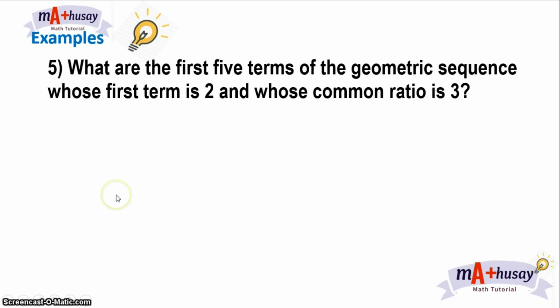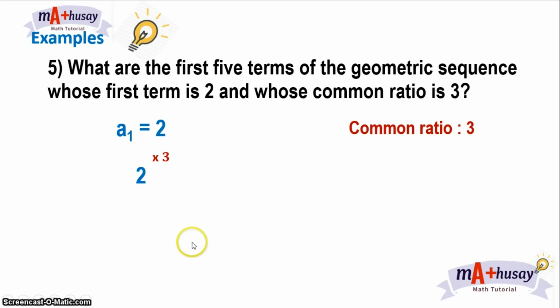How about example number 5? What are the first 5 terms of the geometric sequence whose first term is 2 and whose common ratio is 3? We know that the first term is 2 and the common ratio is +3. So to get the first 5 terms of this sequence, we start with the first term, 2, then multiply it by the common ratio, which is +3.